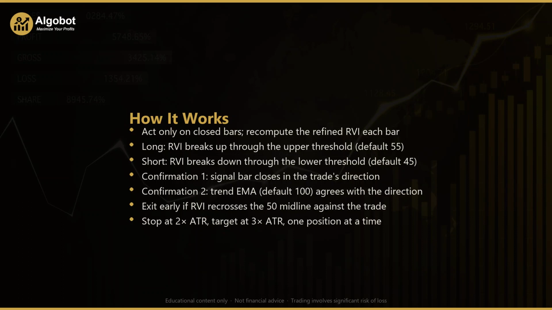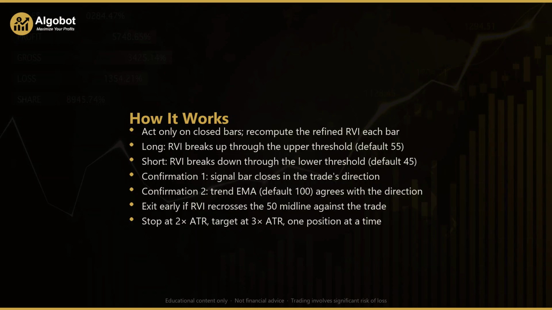For a long, the RVI must break upward through the upper threshold, set by default at 55. For a short, it must break downward through the lower threshold, set by default at 45. Between those two levels, nothing happens, and that dead zone filters out much of the mid-range chop. But a volatility breakout alone is not enough. The strategy adds two honest confirmations.